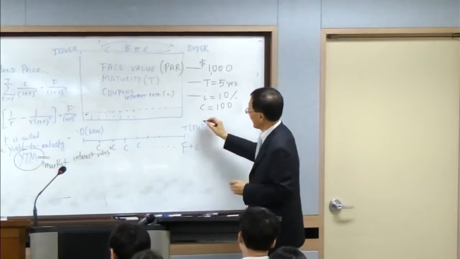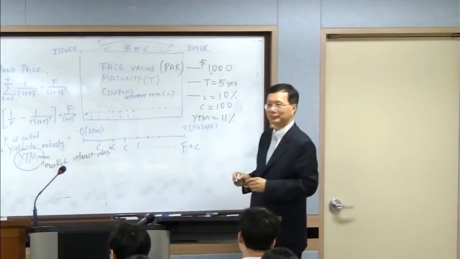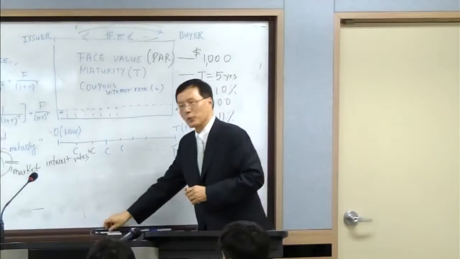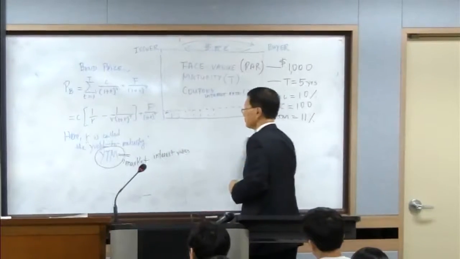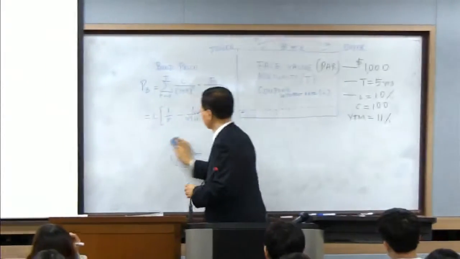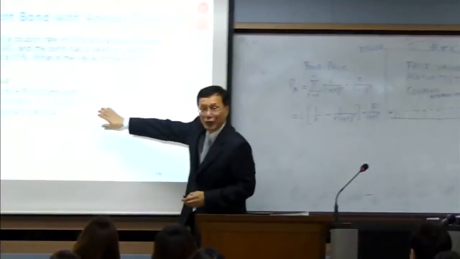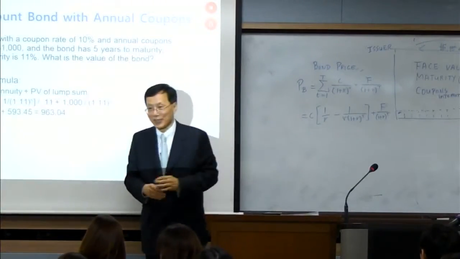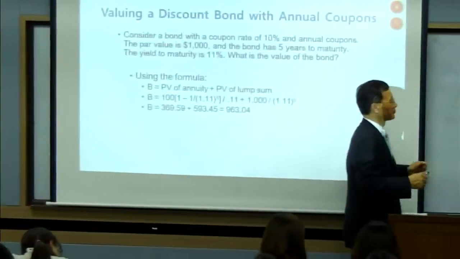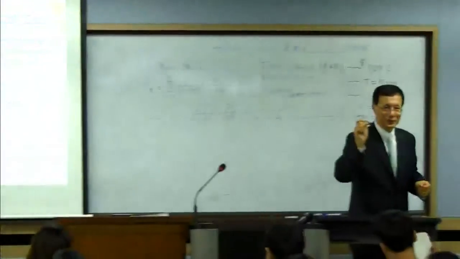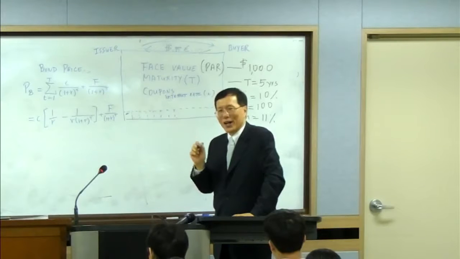What is the yield to maturity? Yield to maturity is 11%. Then what is the price of this bond? I know the answer is here, but what I would like you to do now is take 1 minute to compute this. You have to make your hands learn how to do it. Okay?